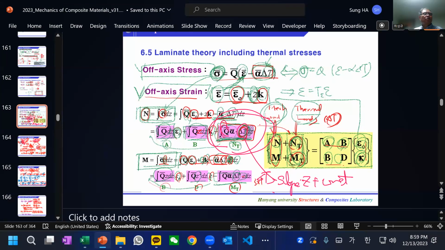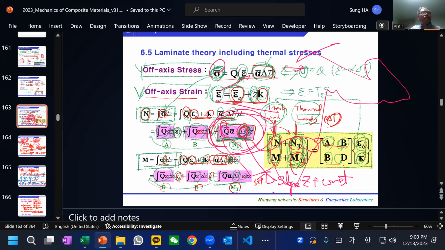Again, the temperature distribution is modeled as a slope and a constant. Here, this term is considered the thermal load. Then we get the ABD matrix, and we get the strain and curvature. From the strain and curvature, we get all the total strains. Once we have this total strain, each ply will have a stress, off-axis, and then on-axis stress. And then what will be the final step? Of course, the failure index, to calculate the failure index.